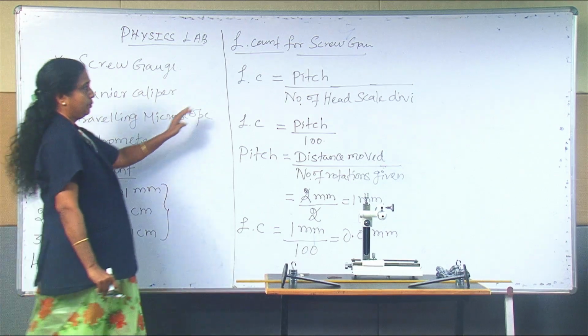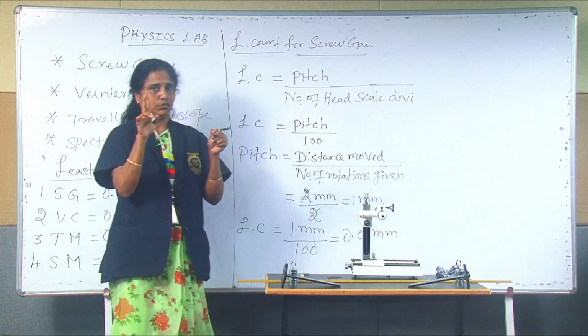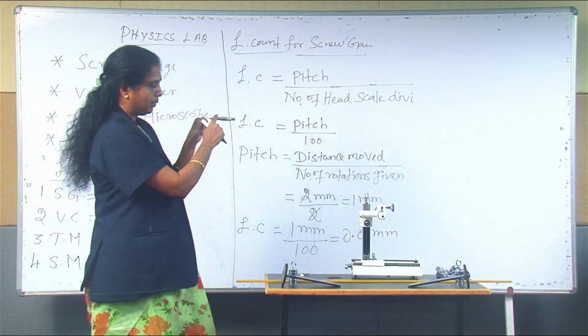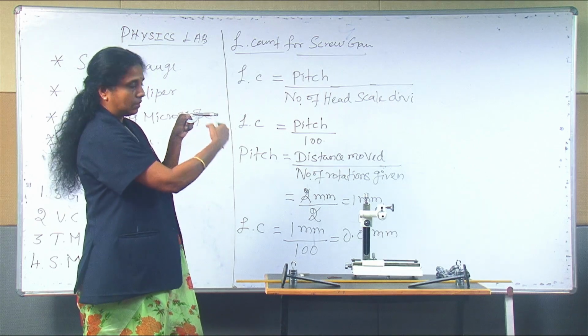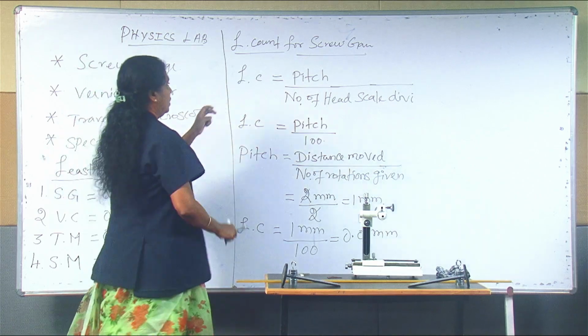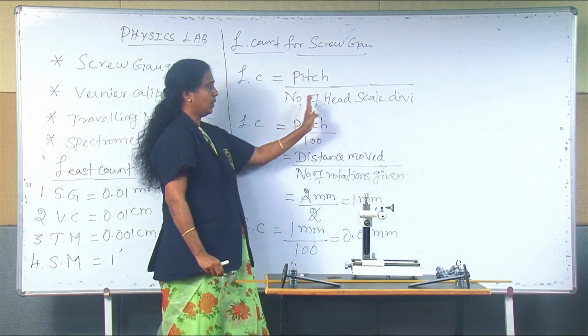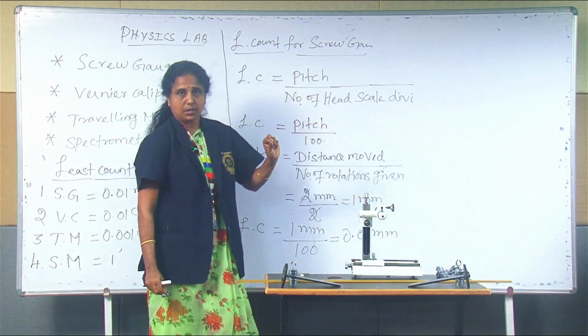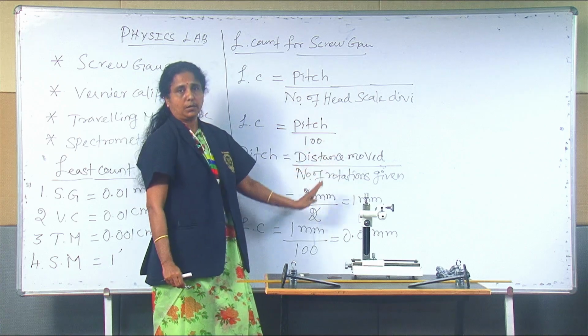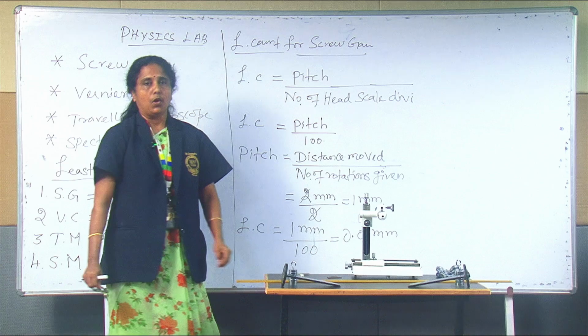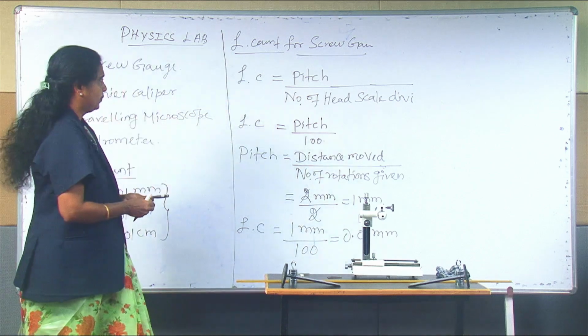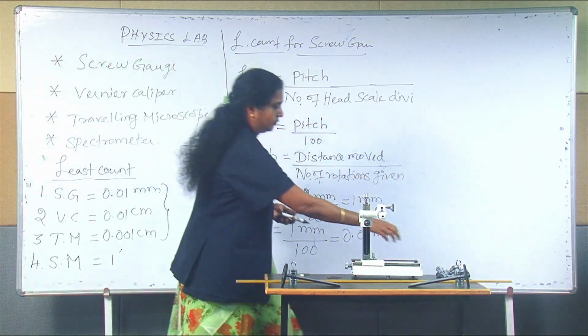Okay. So, pitch by... here we have two scales, one is the pitch scale, this one is the pitch scale, and the one rotated is like our head, the circular scale or head scale. So I write it as pitch by number of head scale divisions, and pitch is nothing but the distance moved by the number of rotations given. You substitute the values and we got it as 0.01 mm.